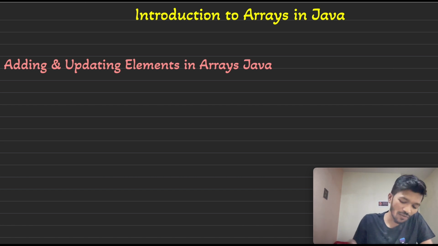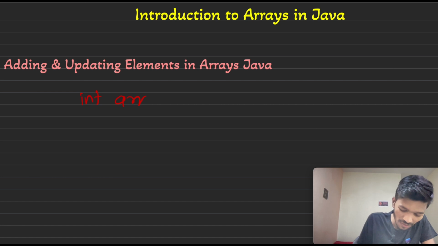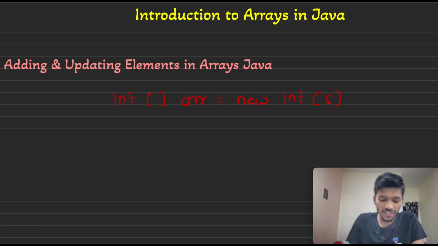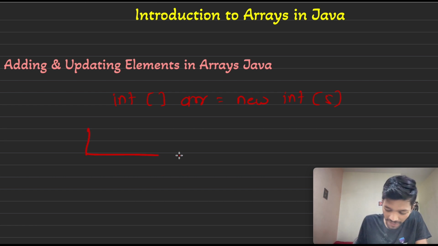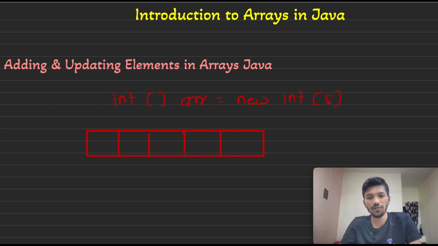So we know how we can declare the array, right? Let's suppose I have declared an array of size 5. We write the data type of which we want to declare the array, square bracket, name of array equals new, and the size which we want the array to have. Now basically 5 spaces will be allocated to my array.